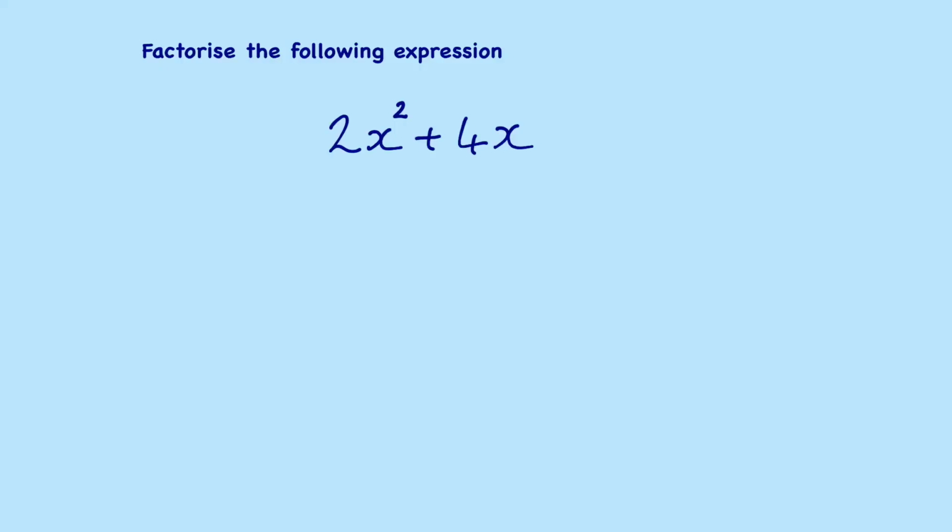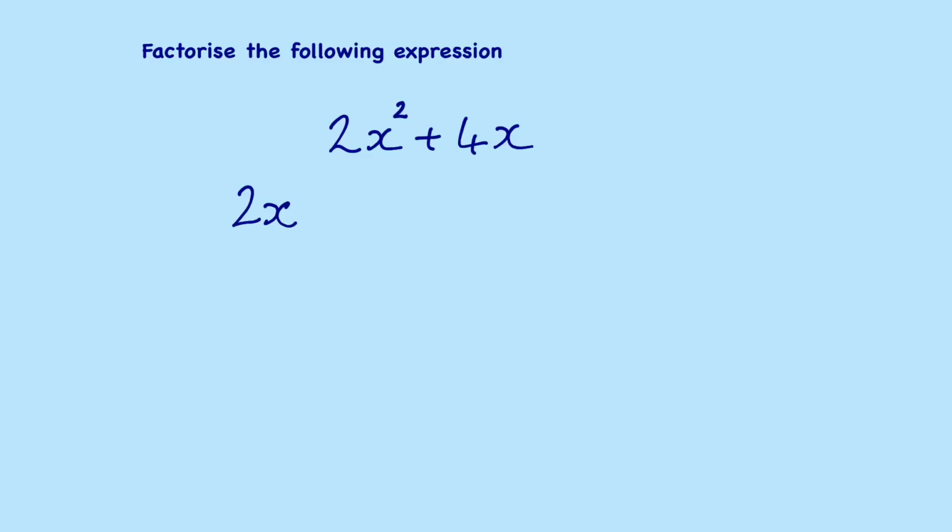So we have to think, what divides into 2x squared and 4x? Now we can see that 2 will divide into 2 and 2 will also divide into 4. However, we can also divide an x into 2x squared and also into plus 4x. Whenever you're factorising, often you will have numbers and letters, which are the factors. So 2x is the factor of both the 2x squared term and the 4x term.